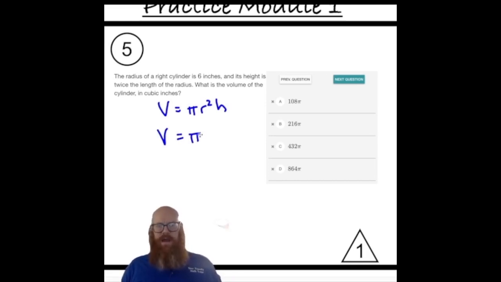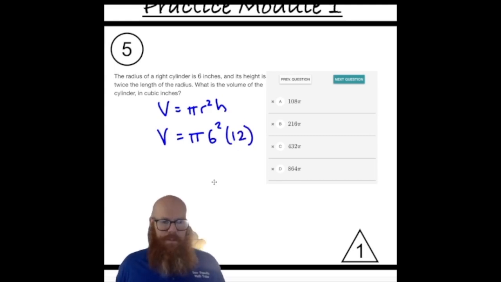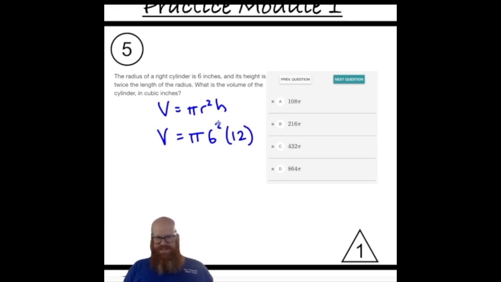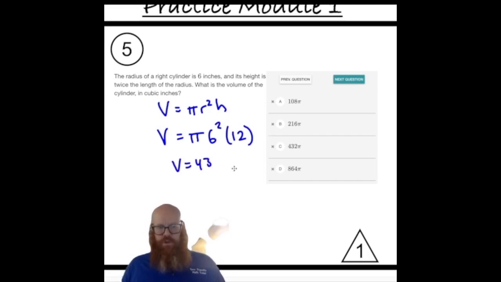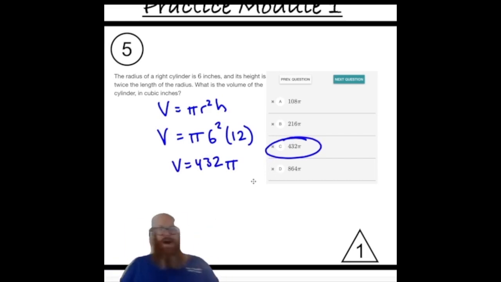We just got pi. The radius is 6, so I'm going to get 6 squared. And its height is twice the length of the radius, so my height is 12. So all I'm doing is 6 squared times 12, so 36 times 12. I'm going to use a calculator for that, and that gives me 432 pi, and that is just answer choice C. Do not multiply by pi unless you see decimals in your answer and not pi. So again, using your answer choices to help guide decisions like that. All right.